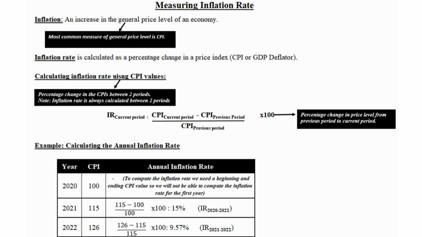Now, instead of the CPI, we could have also calculated the inflation rate using GDP deflator values, in which case the inflation rate for the current period would be the GDP deflator for the current period minus the GDP deflator of the previous period, divided by the GDP deflator of the previous period. And the GDP deflator for any period can be calculated as the nominal GDP for that period divided by the real GDP for that period.